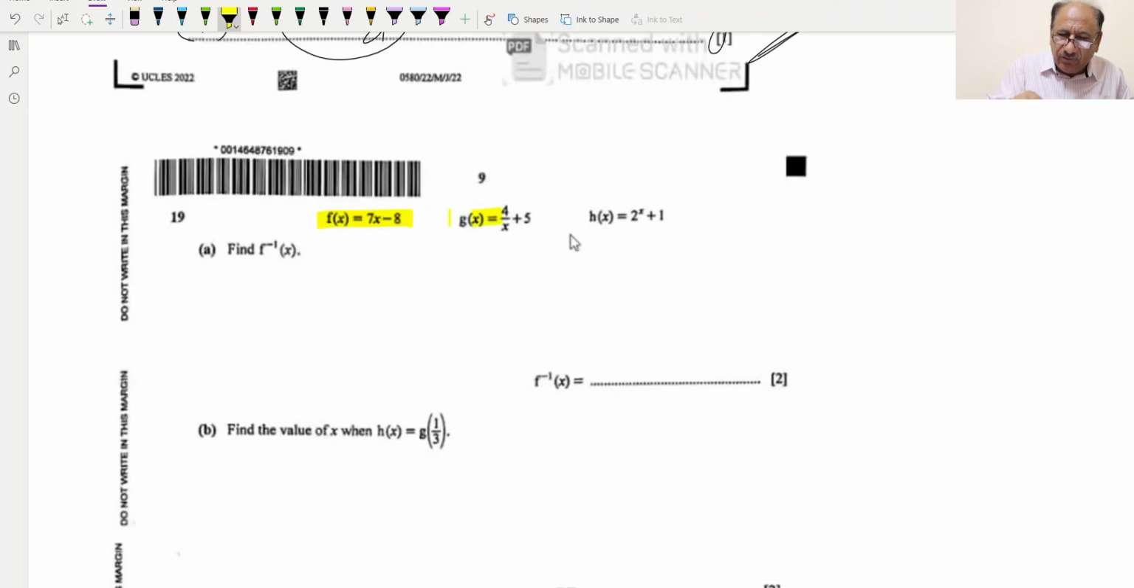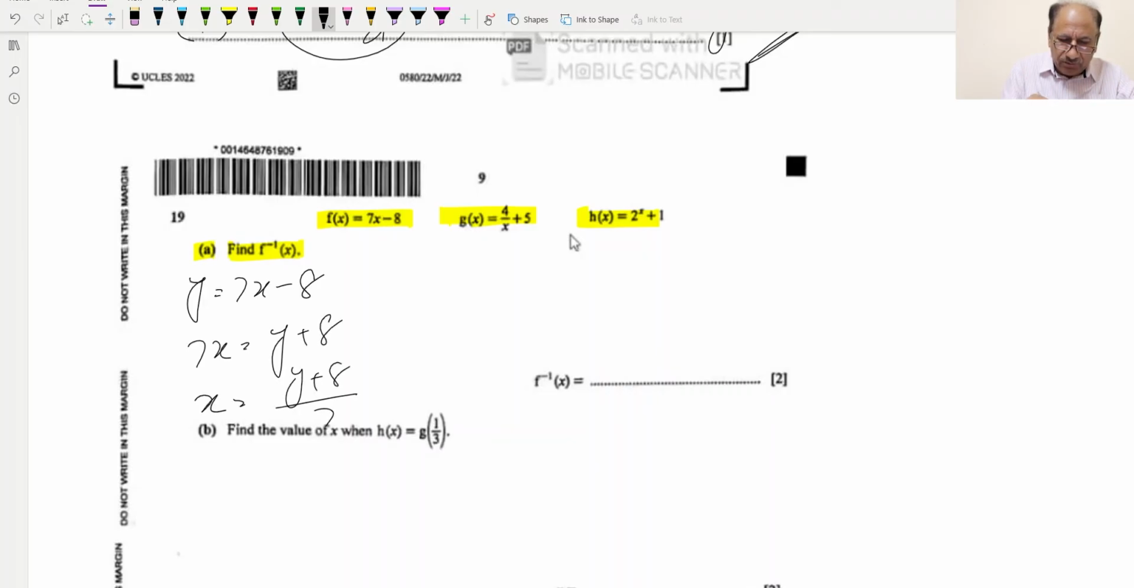f of x is given, g of x is given, and h of x is given. So A part: find f inverse of x. For f inverse of x, we put f of x equal to y, so y is equal to 7x minus 8, and we make x the subject. So 7x will be equal to y plus 8. So x will be equal to y plus 8 over 7.